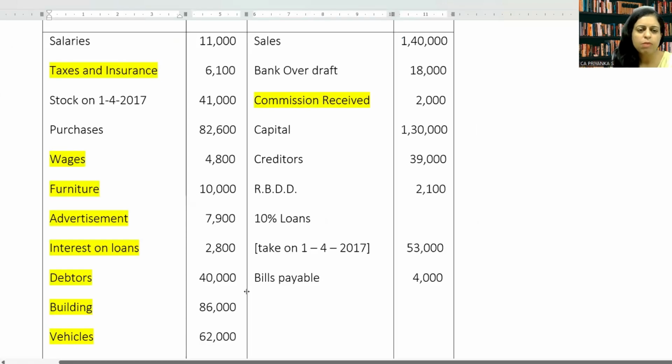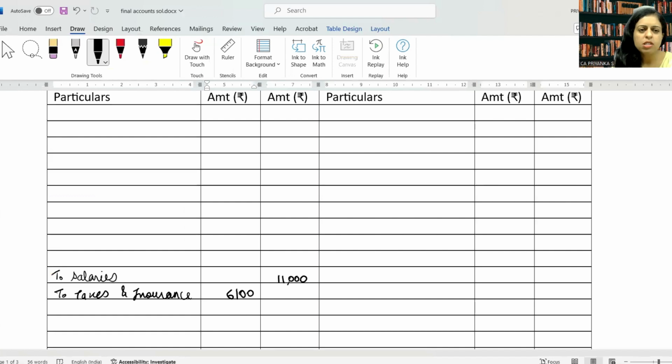The third account in the trial balance is stock as on 1st April 2017. So when I say 1st April 2017, it is going to be opening stock, right? 1st of April meaning it is going to be opening stock. So go to the trading account. This is the trading account part. I'm going to stick to the format of the trading account.